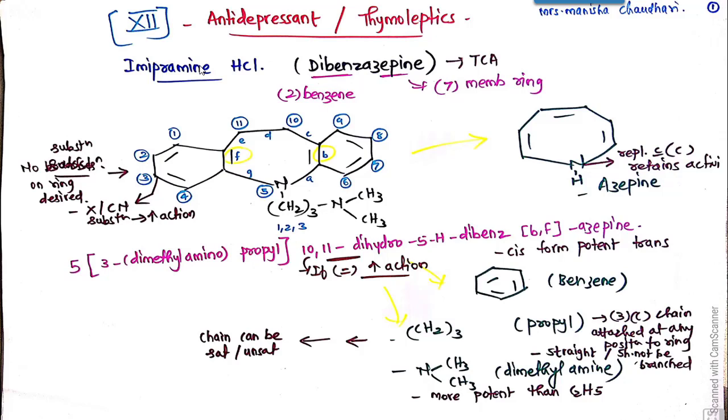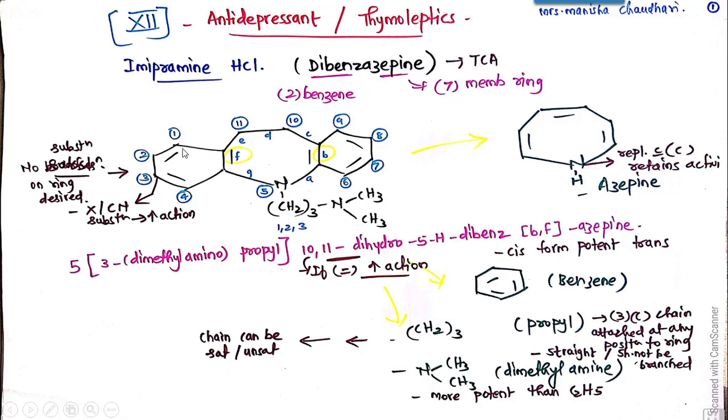Coming towards the structure now, imipramine hydrochloride belongs to the class dibenzazepines, which is a tricyclic antidepressant. Dibenz, as the name suggests. As you can see in the structure, two benzene rings are there. This is first, this is second. This bond is being shared, so you cannot see the bond in the benzene ring itself because it is shared with the azepine ring.